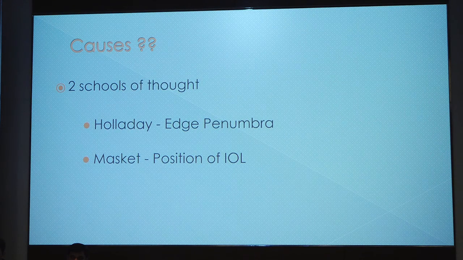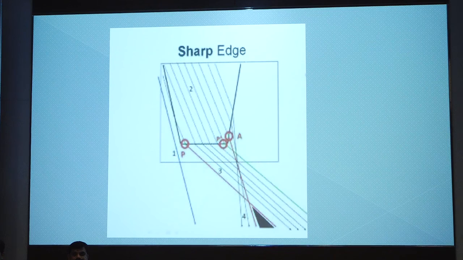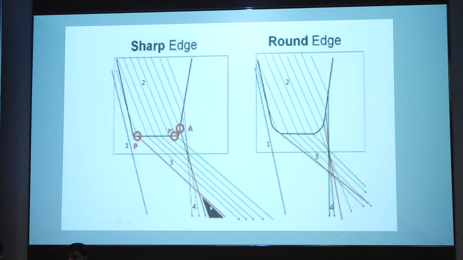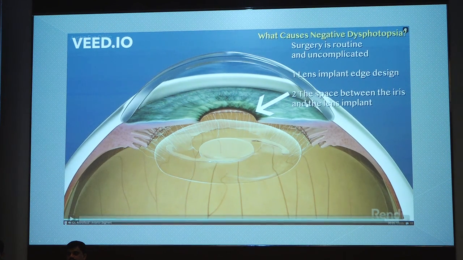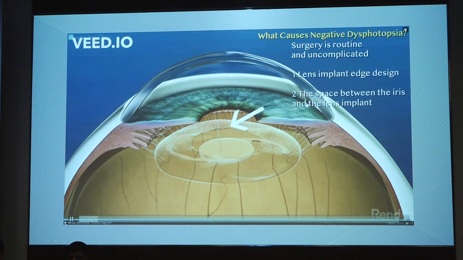Samuel Masket says it's because of an IOL which is slightly more posterior. So this is the edge penumbra because of, again, uneven refraction at the edge. Some rays would go in this direction, most rays would go there. In between, you have the edge penumbra. Again, it is lesser with the rounded edge, but we do see that this persists. That's why Masket then described the other one.